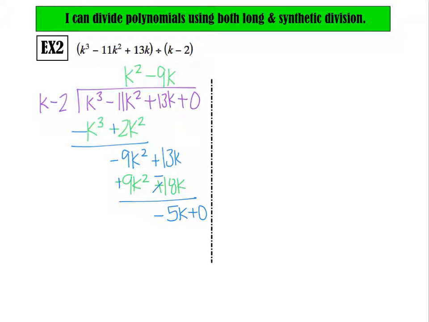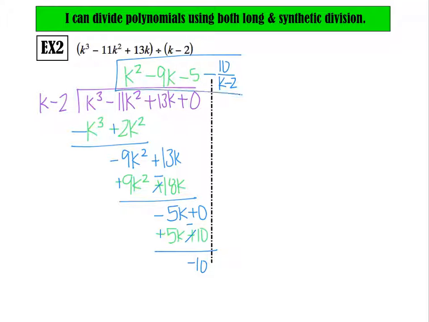So what do I need to multiply k by to get negative 5k? That's going to be minus 5. So negative 5 times k is negative 5k. And then negative 5 times negative 2 is a positive 10. And then I do the opposite, so add and subtract. And so 0 minus 10 is negative 10, and there's nothing I can multiply k by to make negative 10, so that just becomes my remainder. Minus 10 over k minus 2. And that should be my answer.